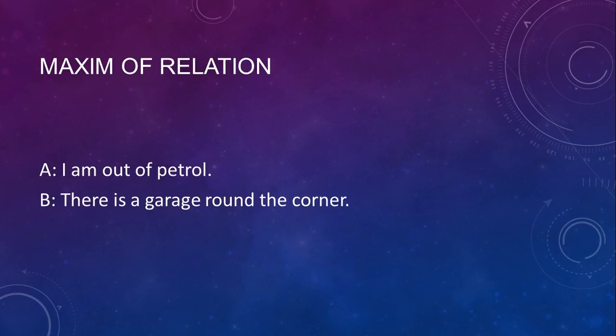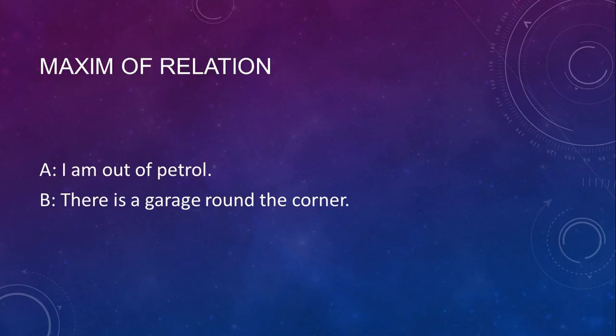But okay, the maxim of relation. This one is: say things that are relevant. So A says, I'm out of petrol, I'm out of gasoline. And B says, there's a garage around the corner. Now imagine that the garage has been closed for 10 years, there hasn't been a drop of gas there the whole time, and B knows that.